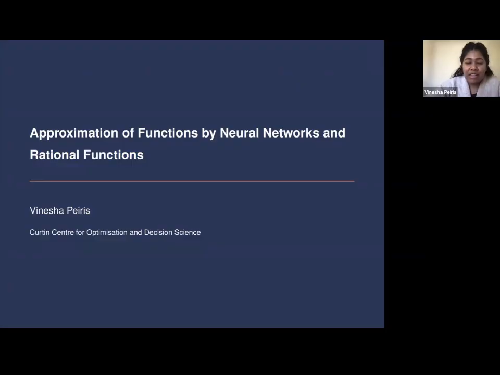I'm Vinesha Peiris. I am a research fellow from the Curtin Centre for Optimisation and Decision Science. So today I am going to talk a little bit about function approximation by neural networks and rational functions.